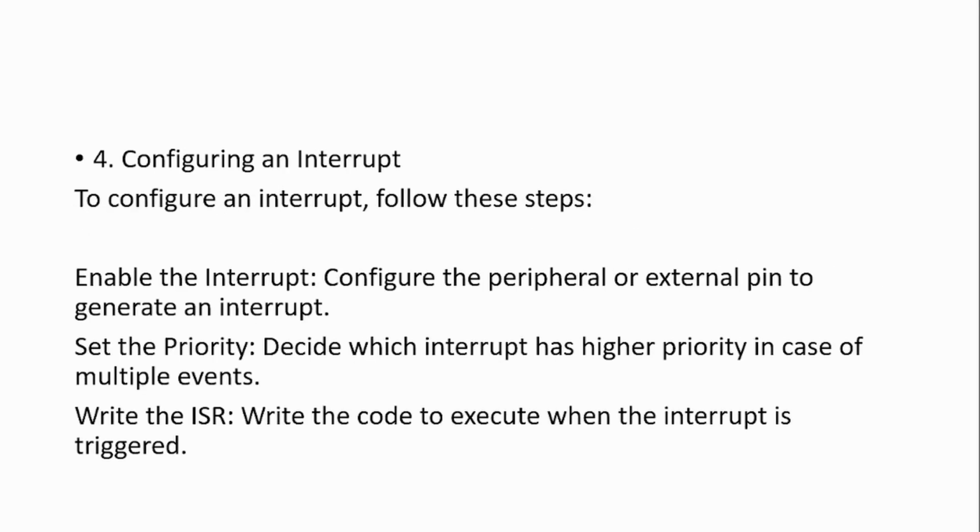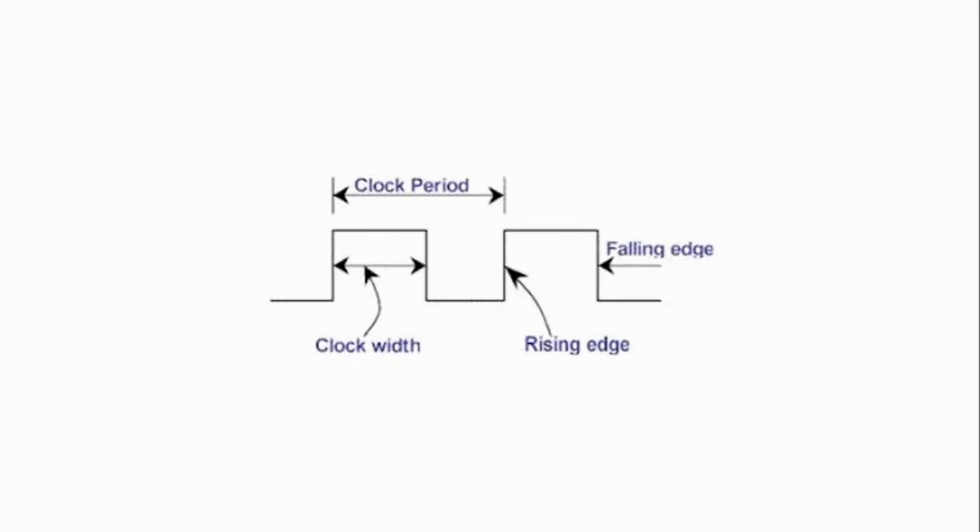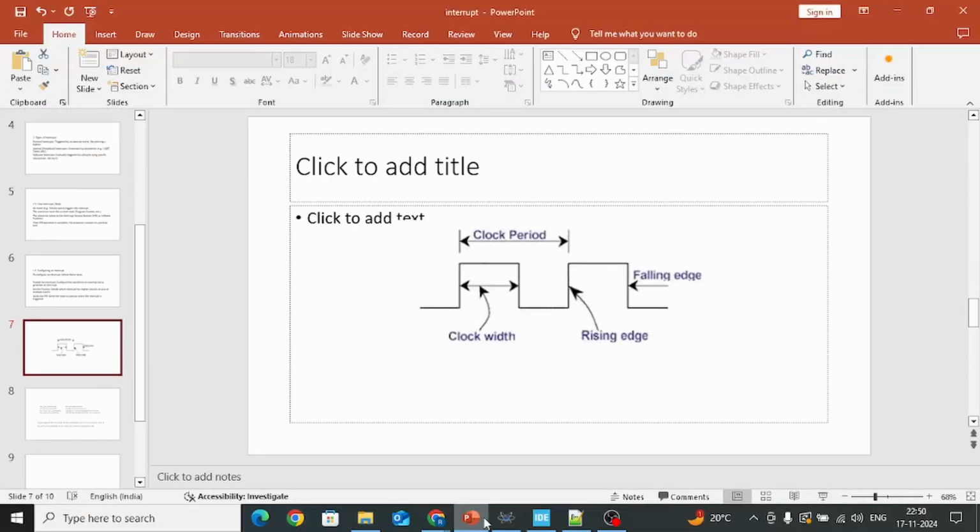To configure the interrupt, we have to simply enable the interrupt, set the priority, and write the ISR. I will explain enabling the interrupt and setting the priority. Writing the ISR means defining what the microcontroller should do after the interrupt is generated, and that is called the ISR, right? So this is how we will see it. Now let us start developing.